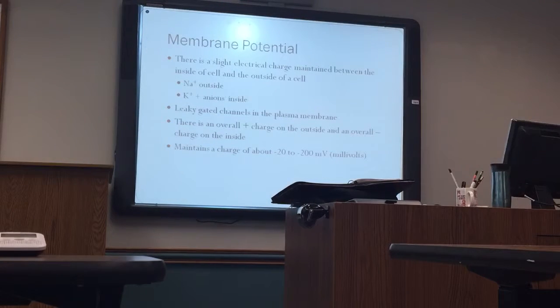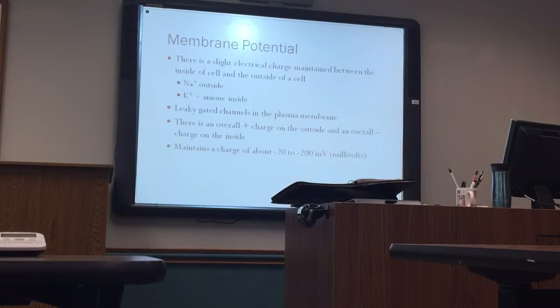And if you've already looked at homework 7, that phrase I just gave you, resting membrane potential, that's the first part of homework 7, is describing the resting membrane potential of a neuron, though this describes that plus more. So there is an electrical charge between the inside and the outside of a cell.